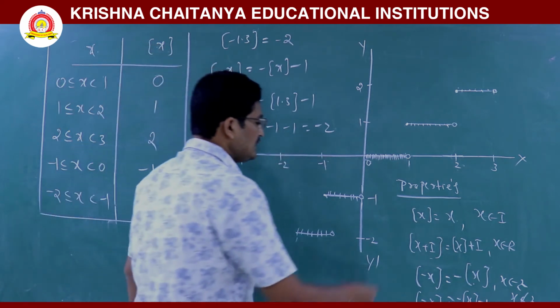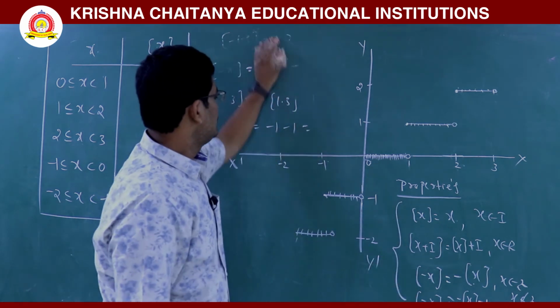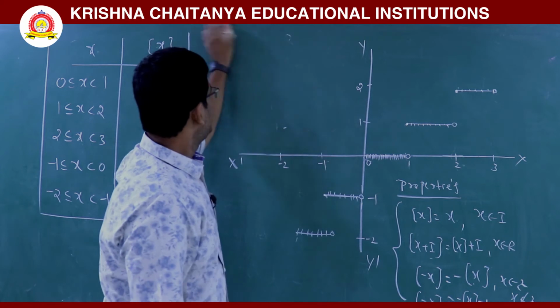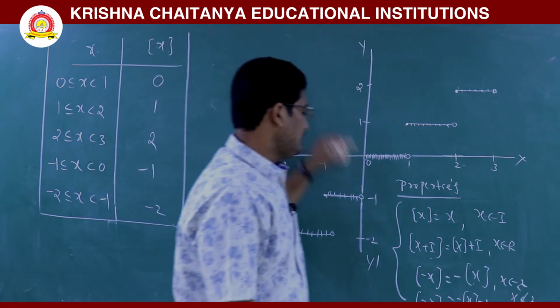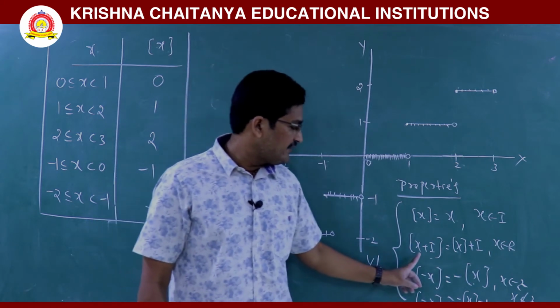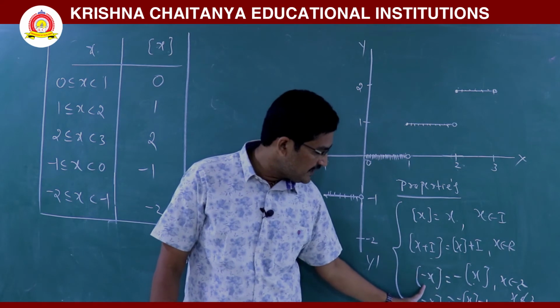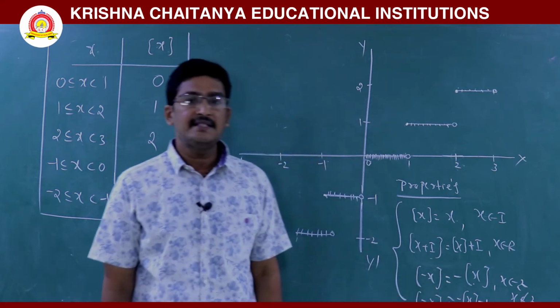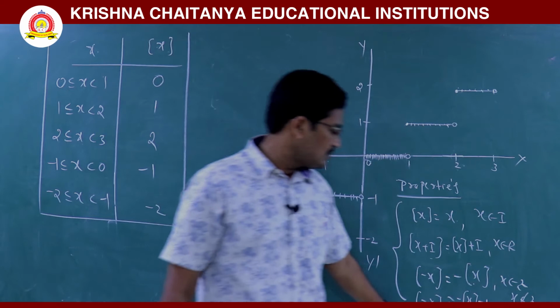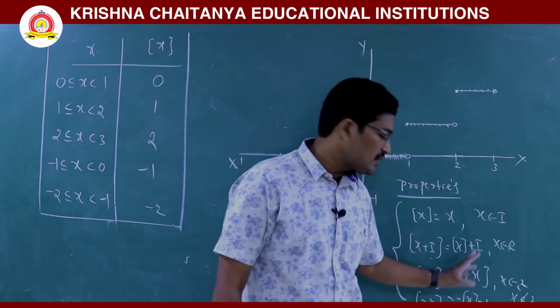So these are all the basic properties of the greatest integer function. Floor x equals x if x is an integer. Floor of x plus I is equal to floor x plus I if x is a real number. Floor of minus x equals minus floor x if x is an integer. Floor of minus x is equal to minus floor x minus 1 if x is not an integer. So you have to remember all these things.